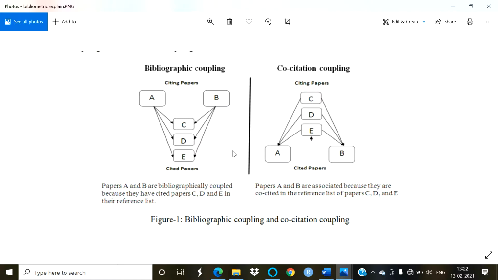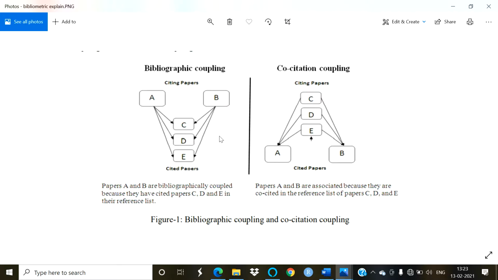Let's discuss the concept of bibliometric coupling. What is bibliometric coupling? Suppose two authors A and B are writing papers. As you see, two authors A and B are writing the paper, or they have already written the paper, but they have used the citation of paper C or document C to explain a particular concept. Then a relationship builds up which is called bibliometric coupling.